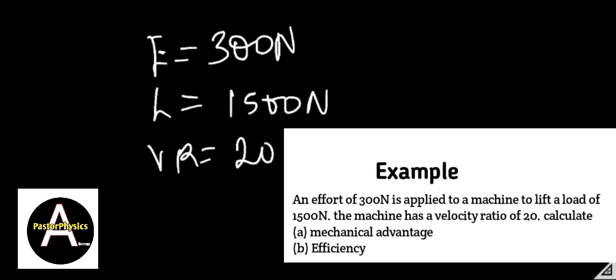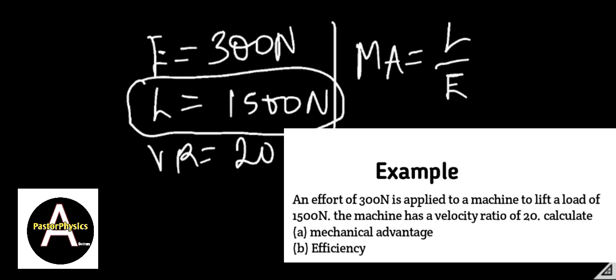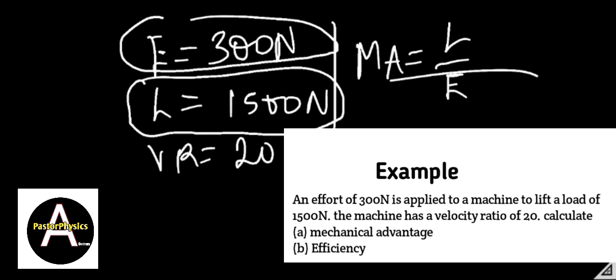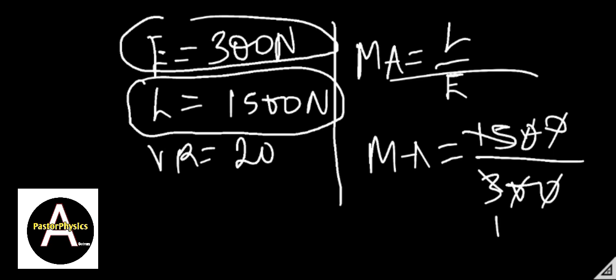Now they are asking you to calculate the mechanical advantage. When they ask you to do something like this, first of all you recall the formula of what they are asking you to calculate. Mechanical advantage, MA, is equal to load over effort. We are given load as 1,500 and effort as 300, so we just substitute into this equation. MA will be equal to 1,500 over 300. 0 cancels 0, 3 going into 15 is 5. So the mechanical advantage here is 5.